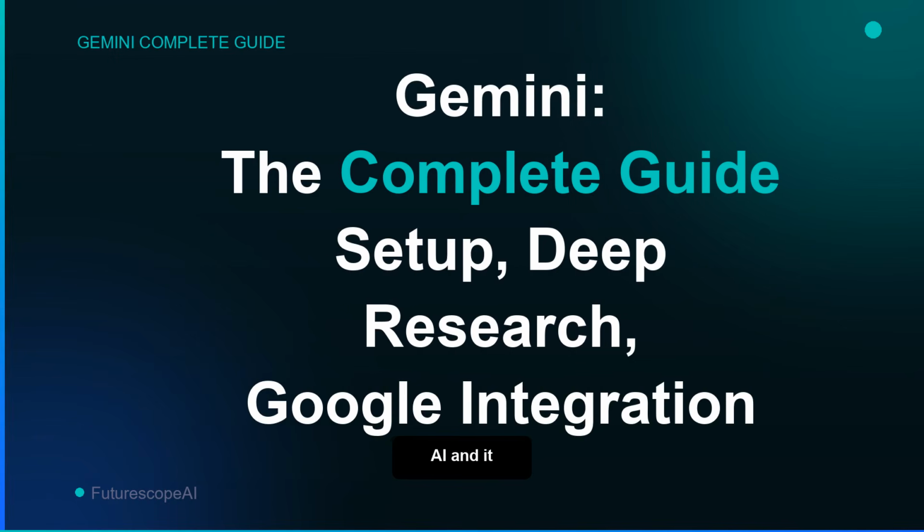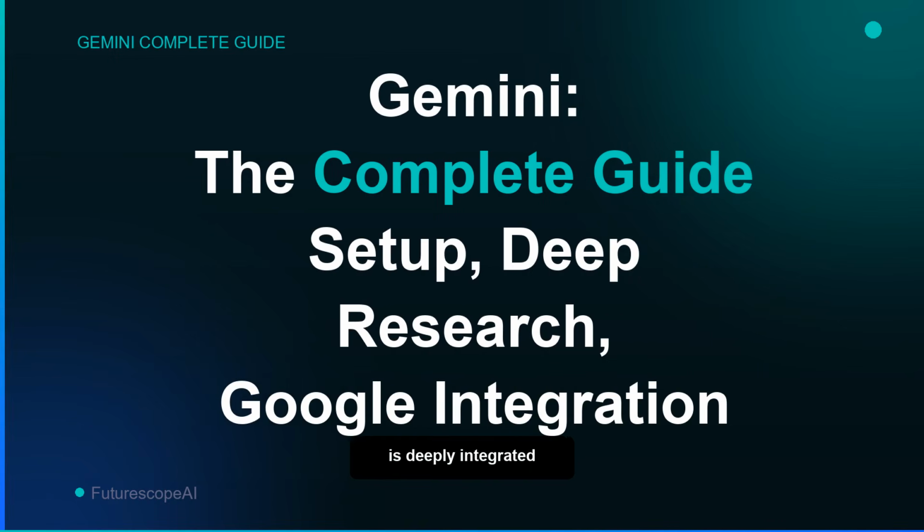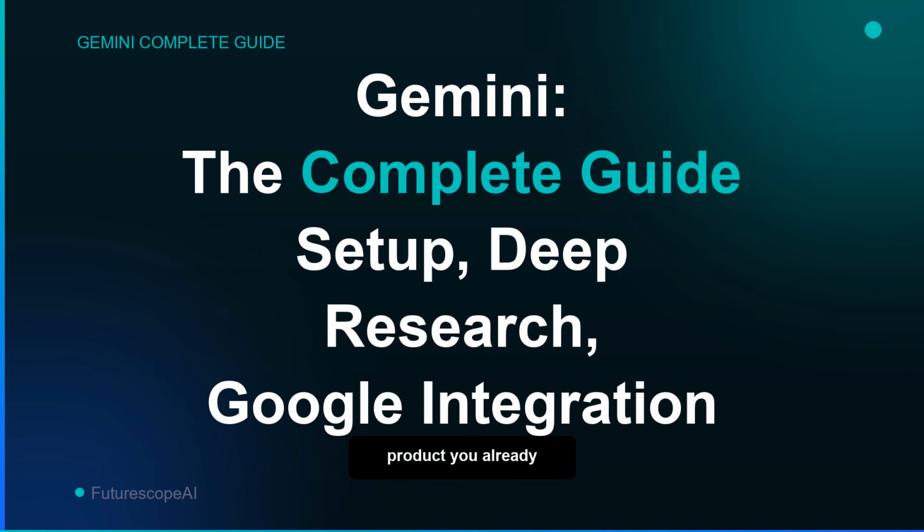Gemini is Google's AI and it is deeply integrated into every Google product you already use. Gmail, Docs, Drive, Sheets, Maps, Android, Gemini is in all of them. In this video I cover everything: every model, complete setup, deep research feature, workspace integration, Gemini Live, full pricing, and my honest comparison with ChatGPT and Claude.